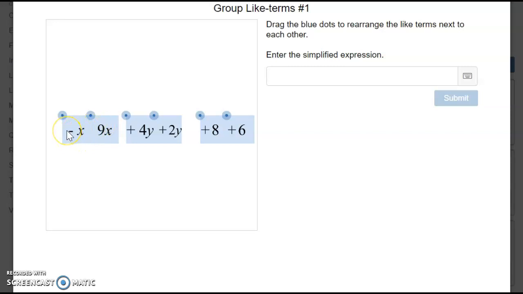Okay, so it's positive 9 minus 1. Positive 9 minus 1 is 8. So we're dealing with 8x. So I am going to write 8x here. And then we have positive 4y plus 2y. So you have 4 lots of yo-yos and plus 2 more yo-yos. So you have 6 more yo-yos or 6y. And then you have 8 and 6, so that's just going to be plus 14. So that's my simplified version.